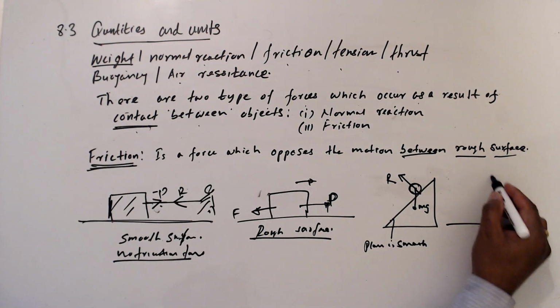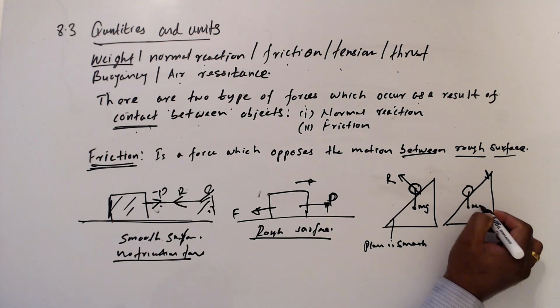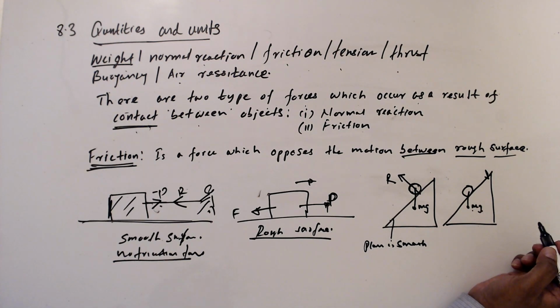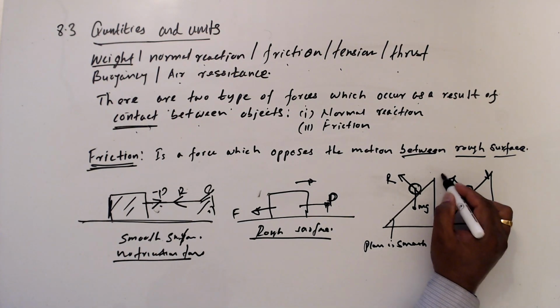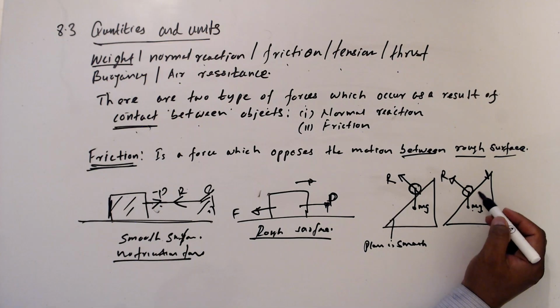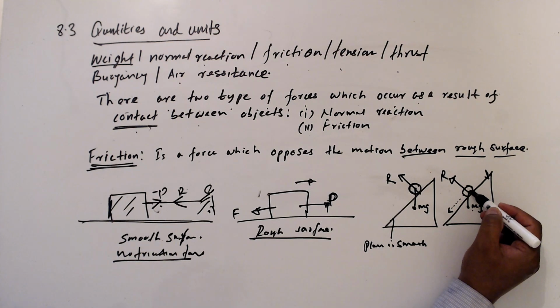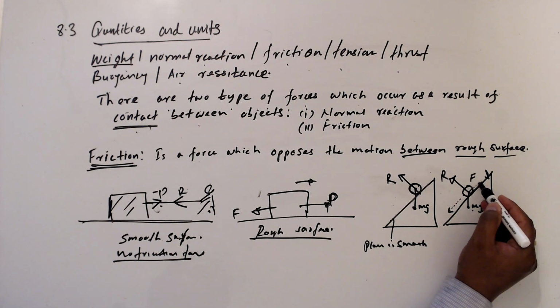But if the plane is rough, then the weight is here, mg, mass times gravitational acceleration, and the normal reaction is also there. Apart from that, the ball is moving in this direction. As a result, there is a friction force in the opposite direction. Usually we mark it like this, but friction is along the surface. The best place to mark it is along this surface.